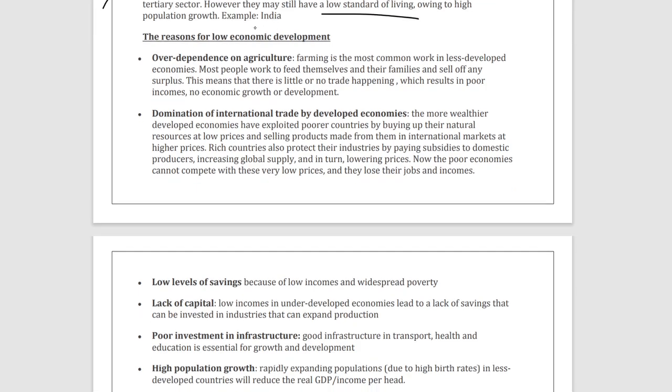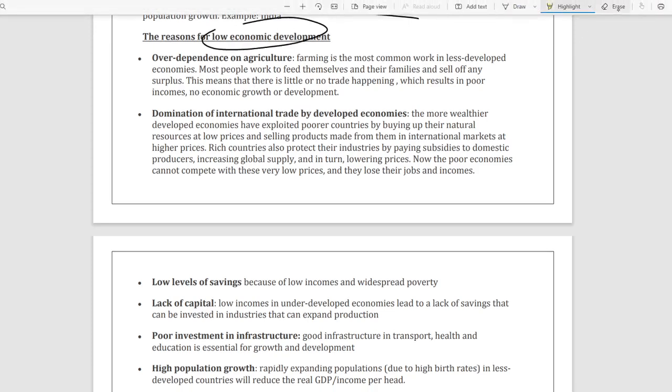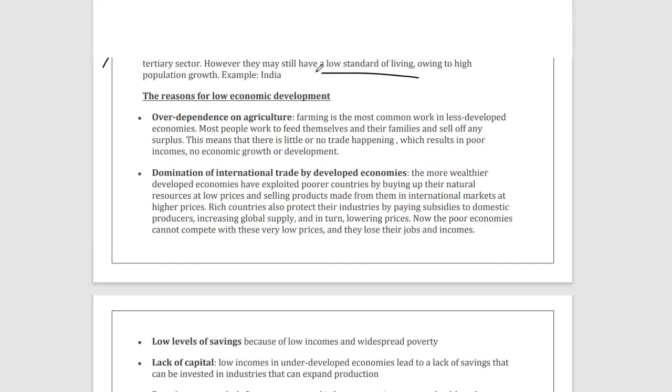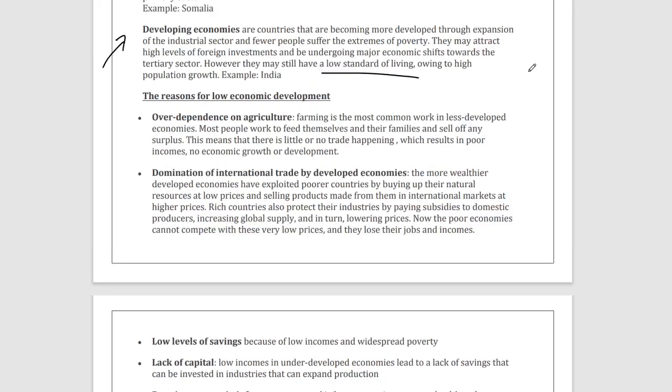Now, what are the reasons for low economic development? Economic development refers to basically the lifestyle from place to place. That means we are looking at the living standards, basically, okay, from place to place. Now, how can this be different? First of all, over dependence on agriculture. So poor countries, they focus on their resources because they can get a lot of development from there because that can suffice enough. We then have the domination of international trade.